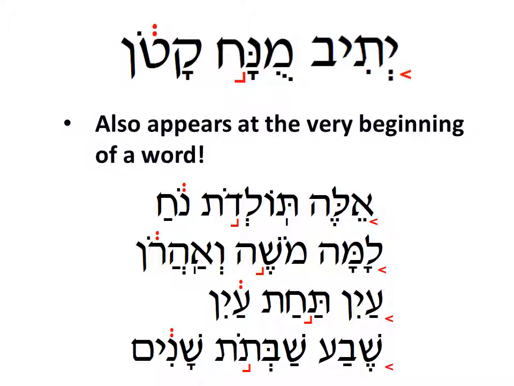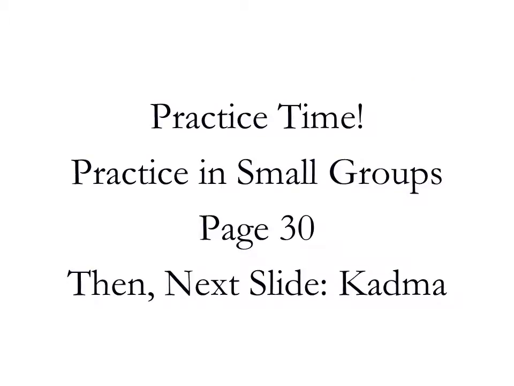Ele toldot Noach. Uteiv munach katon. Lama Moshe ve'Aharon. Ayin tachat ayin. Uteiv munach katon. Sheva shabtot shanim. Uteiv munach katon. Now practice page 30 and then come back.